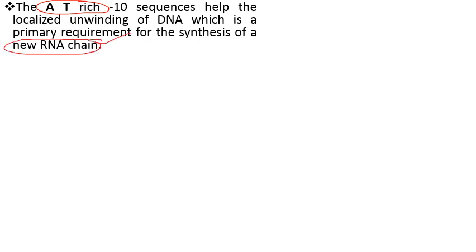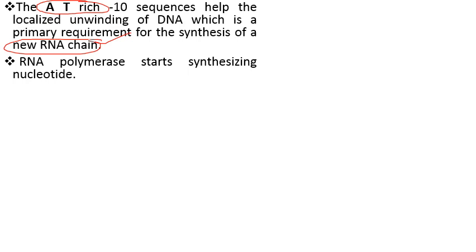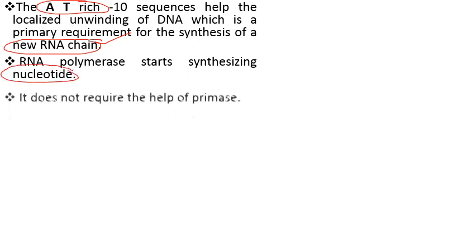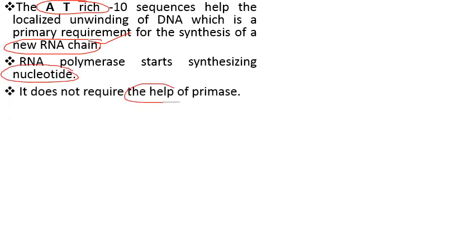So the first step is opening of the DNA duplex. It opens from specific sequences which are AT-rich. It means they contain only adenine and thymine. They contain only two hydrogen bonds, so it is easy to break them. And this activity of unwinding is also performed by RNA polymerase itself. Then RNA polymerase starts synthesizing nucleotides. It does not require the help of any primase.